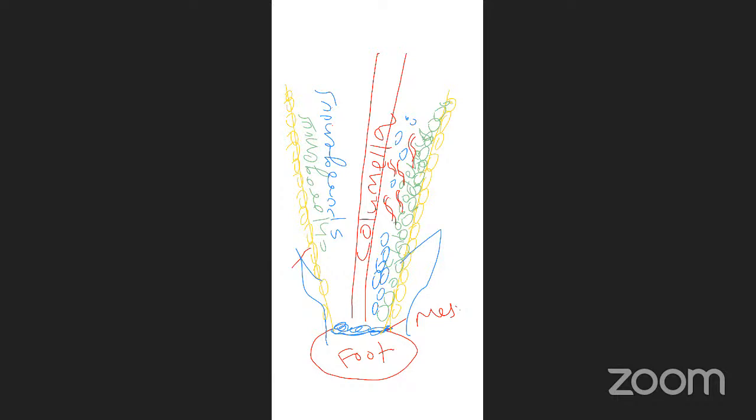The center position is occupied by the columella, which is completely sterile tissue. The columella is absent in Marchantia and Riccia. After dehiscence of the capsule, the spores are released, and these spores further develop into a new gametophyte.